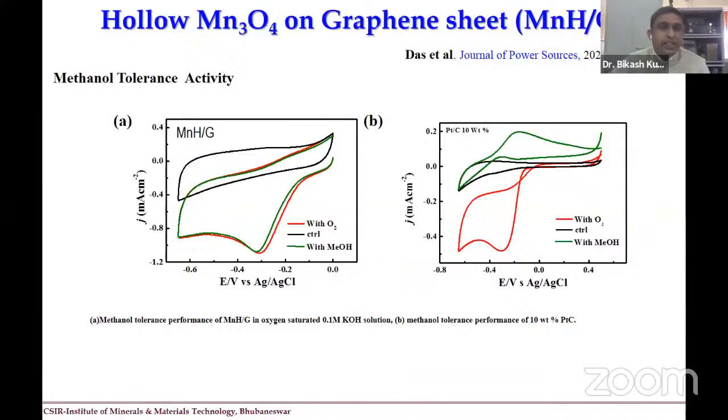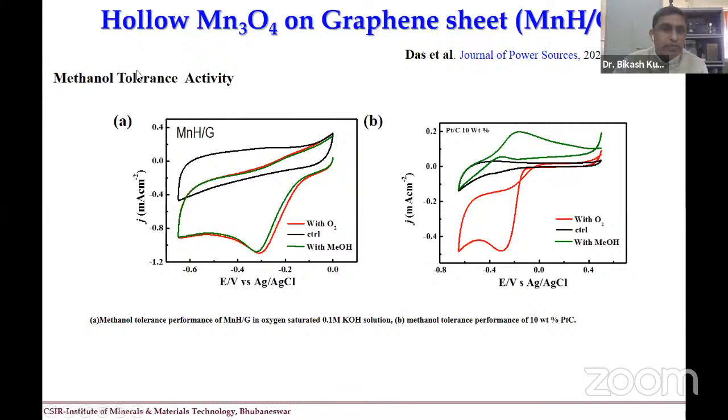You can compare, and this is picture B. You can see this is platinum carbon, which is a highly efficient catalyst for methanol oxidation and oxygen reduction reaction. When you do the oxygen reduction on platinum carbon, this is the oxygen reduction reaction. When you add methanol, what happens? Then this is totally gone, and it shows the oxidation of methanol. That means it totally inhibits the oxygen reduction reaction.